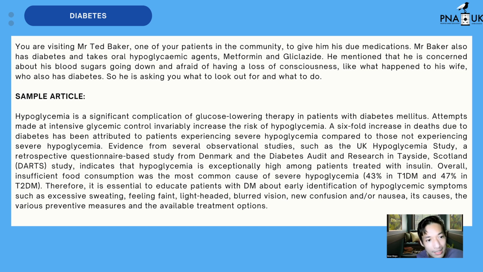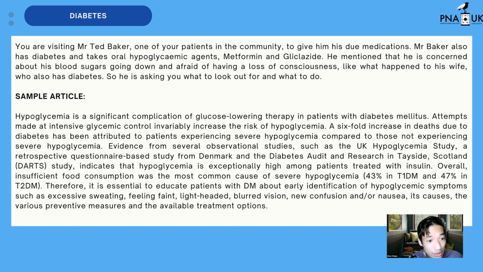So the article is: hypoglycemia is an important complication of glucose lowering therapy in patients with diabetes mellitus. Attempts made in intensive glycemic control invariably increases the risk of hypoglycemia. A six-fold increase in deaths due to diabetes has been attributed to patients experiencing severe hypoglycemia in comparison to those not experiencing severe hypoglycemia.